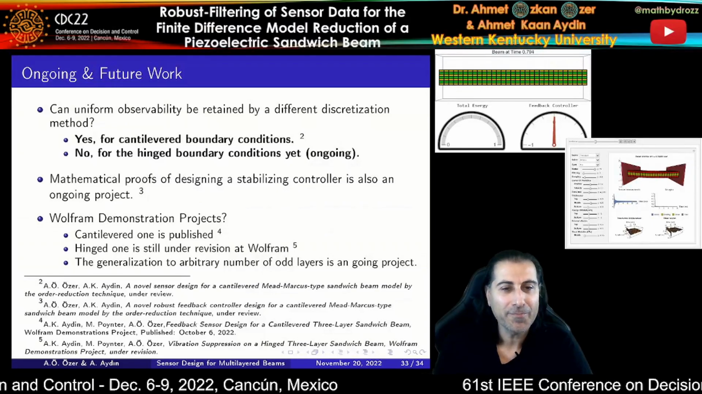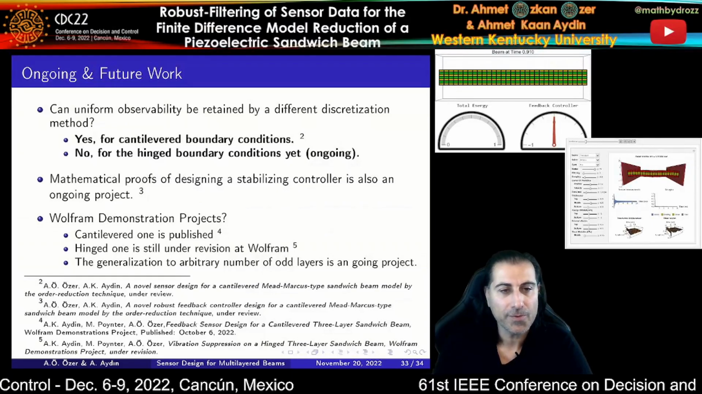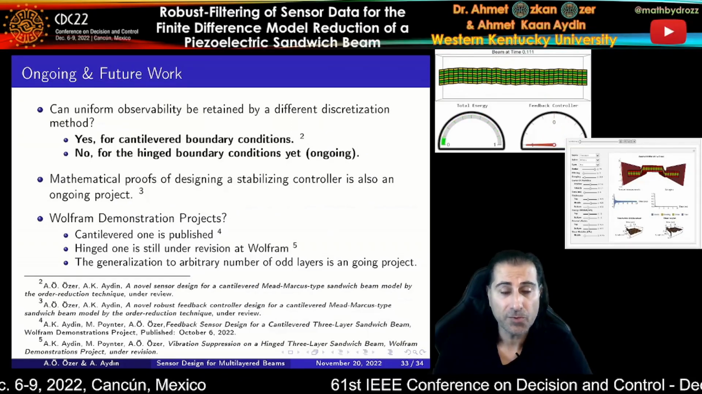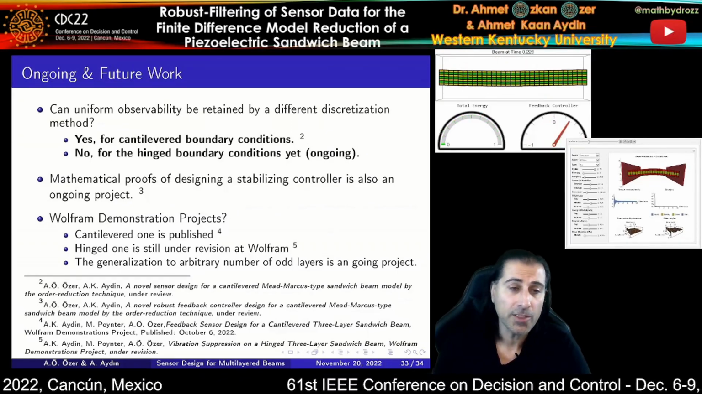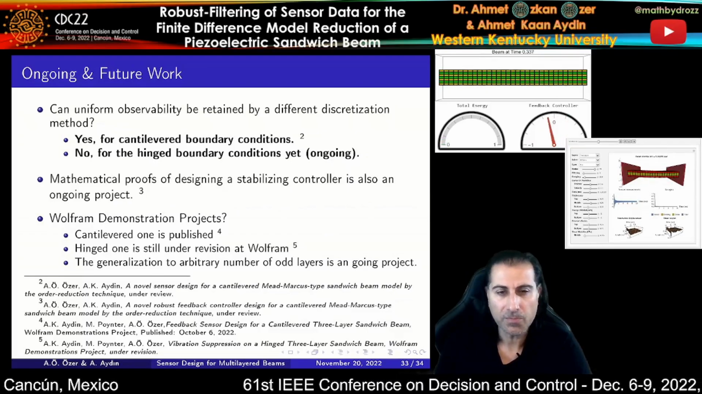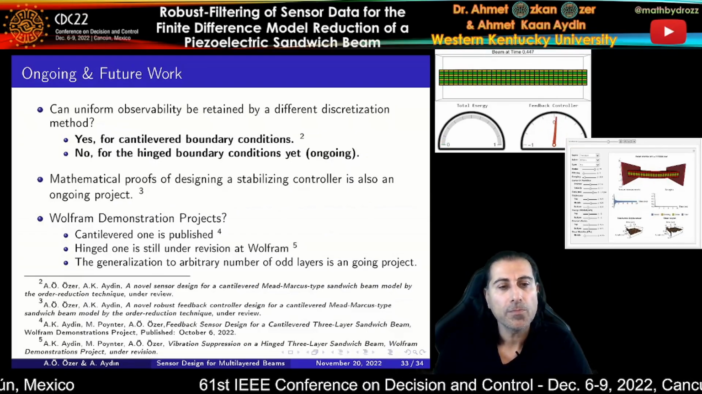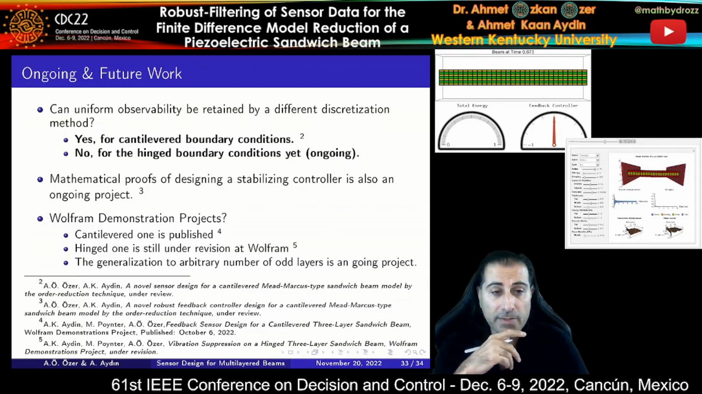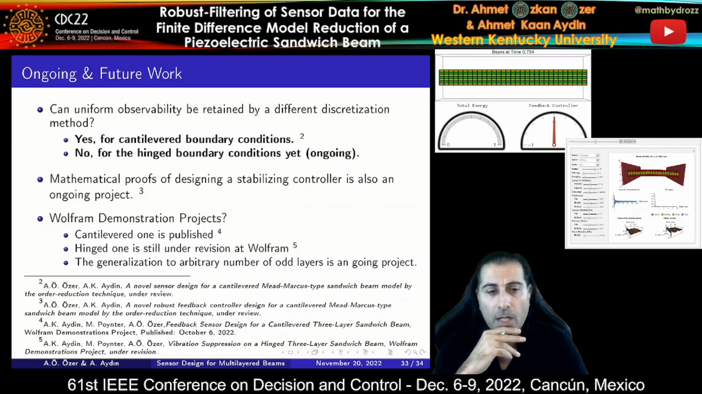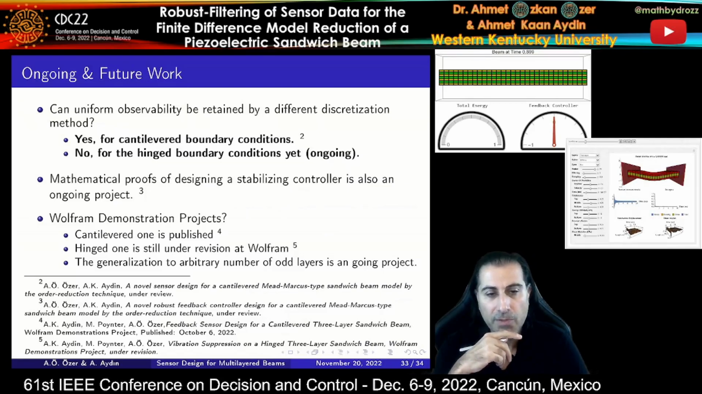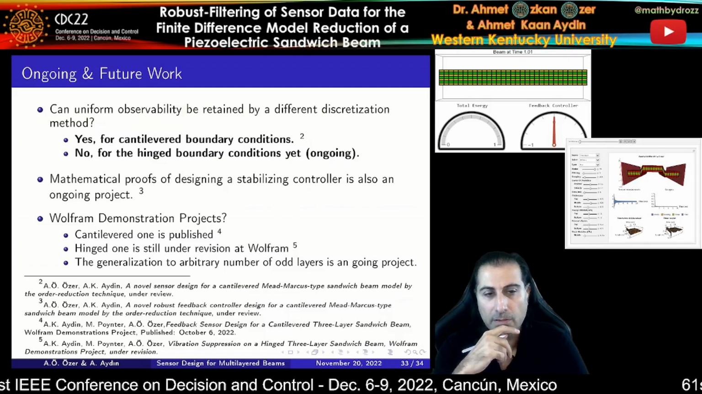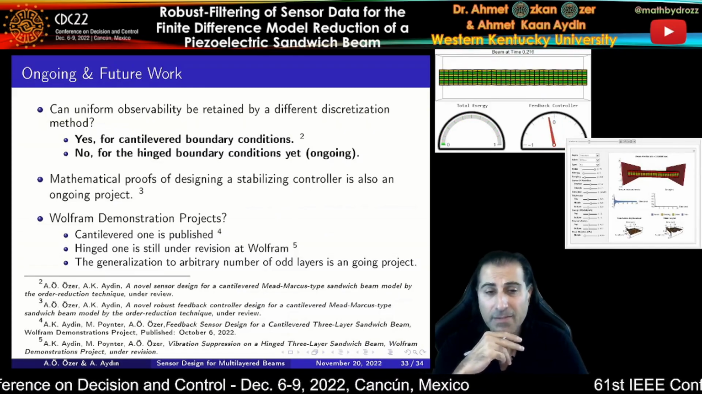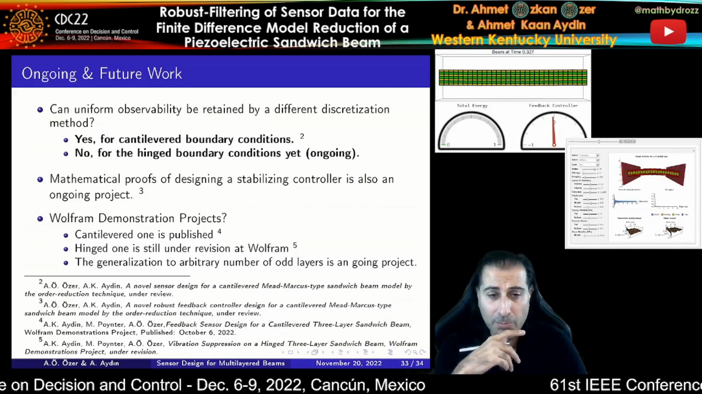All right, here's the ongoing and future work. We also worked on the same model with cantilevered boundary conditions, but we used a different approximation strategy that bypasses the whole filtering. And we did the same thing for hinge boundary conditions, like the same one that is worked out in the CDC paper, but that's ongoing work. And for the model that we considered here, we are currently working on designing a stabilizing controller, but the mathematical proofs are a little bit more complicated when you try to prove exponential stability.